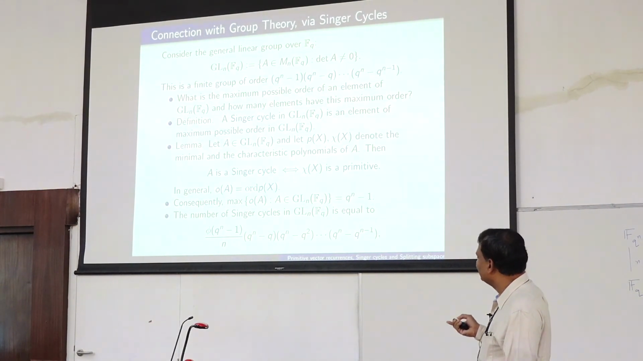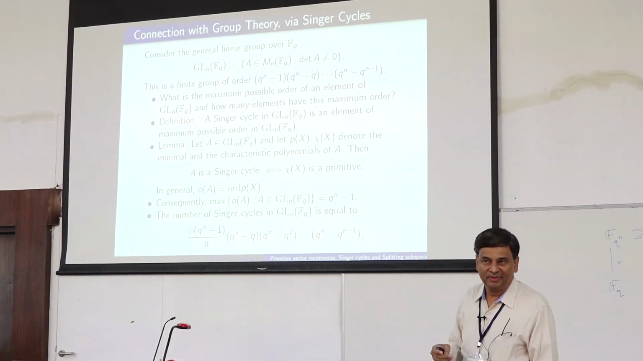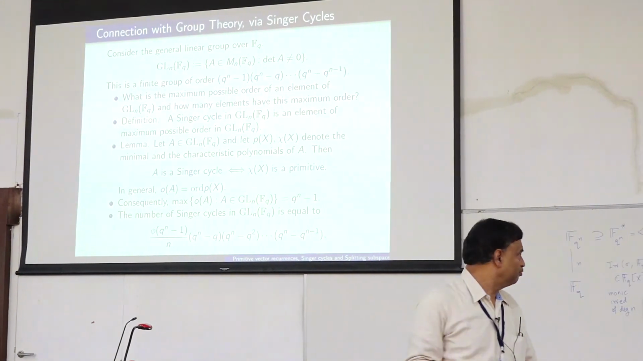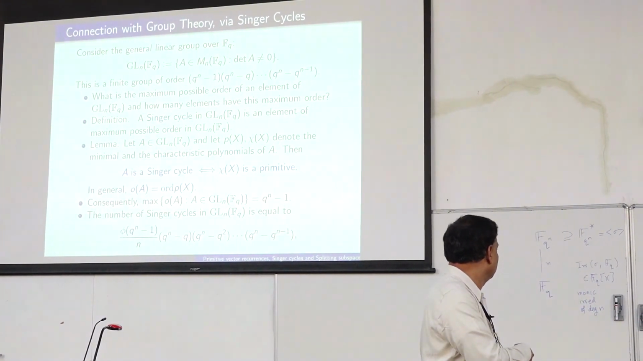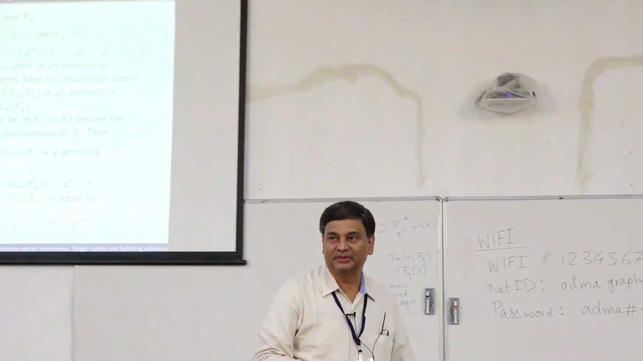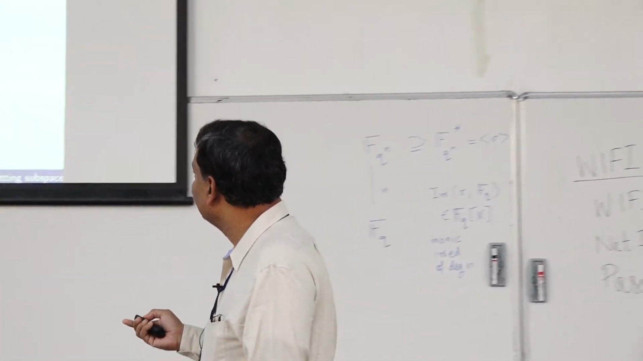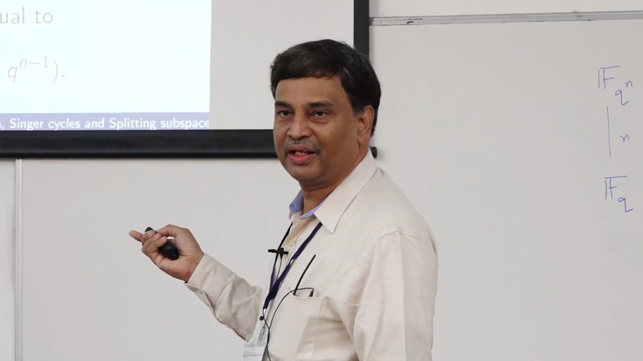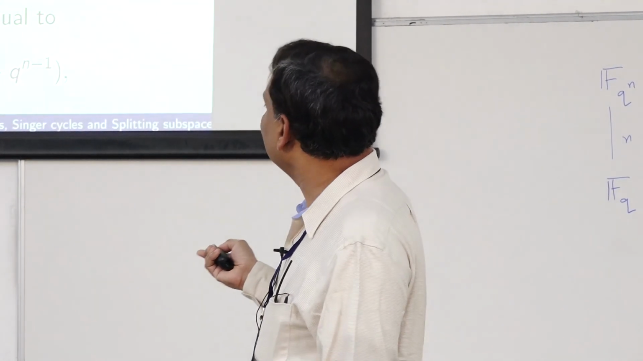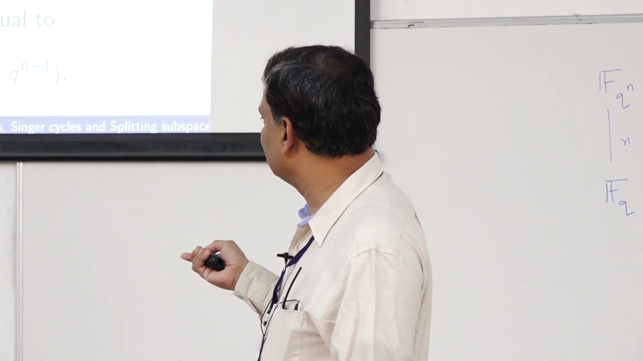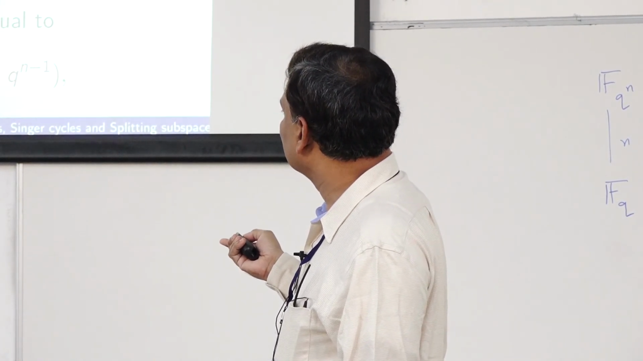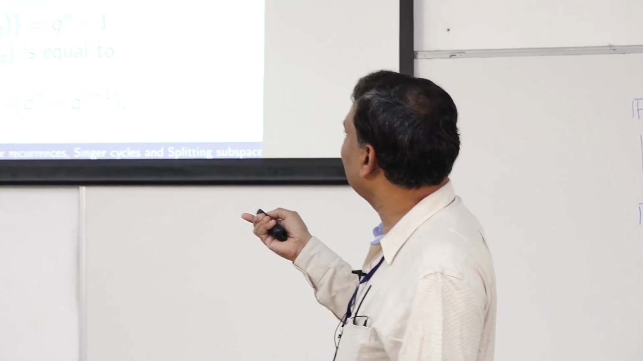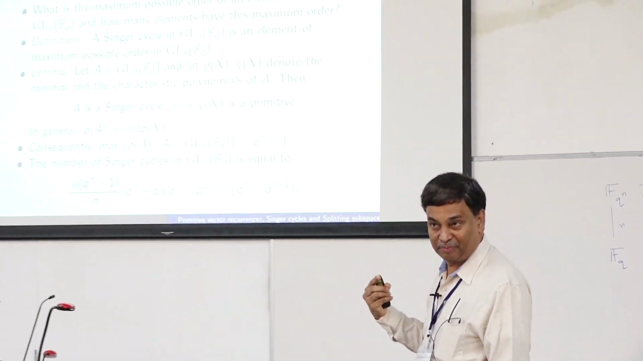Once you have that, and if you believe what I told you, that the order of a polynomial, as you can see from this definition and so on, does not exceed q to the power n minus 1, I have an answer to this question, that the maximum possible order that an element of GL_n(F_q) can have is q to the power n minus 1. So max of orders of elements. So in other words, a Singer cycle is an element in GL_n(F_q) of order q to the power n minus 1.